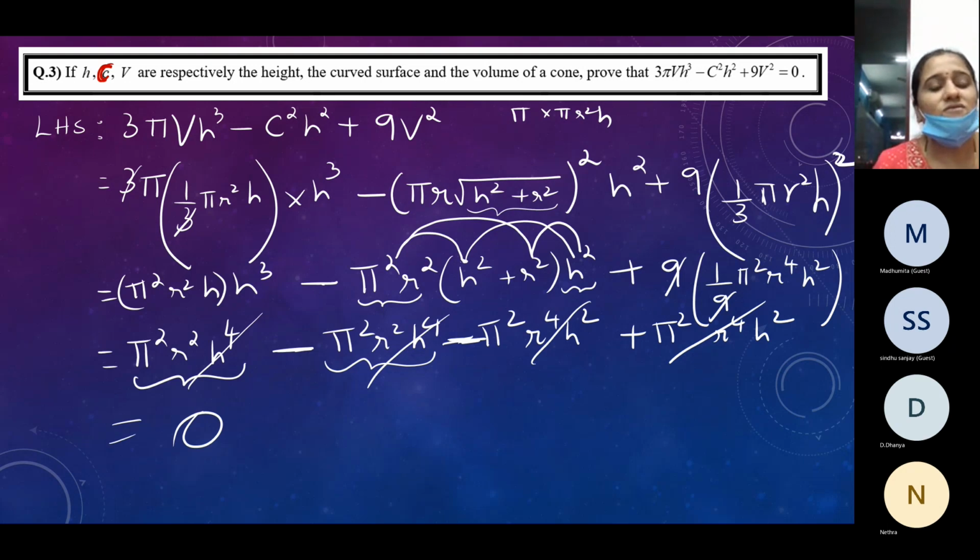So how to do this? Where there is V, write 1 by 3 pi r square h, the formula. And where there is C, curved surface area, write pi r L. But instead of L, you should write root of h square plus r square. That's all. Do this and it's just squaring, simplifying. Finally, you have 4 terms. There are only 2 terms, one positive, one negative. So they get cancelled and 0. That's fine, children?